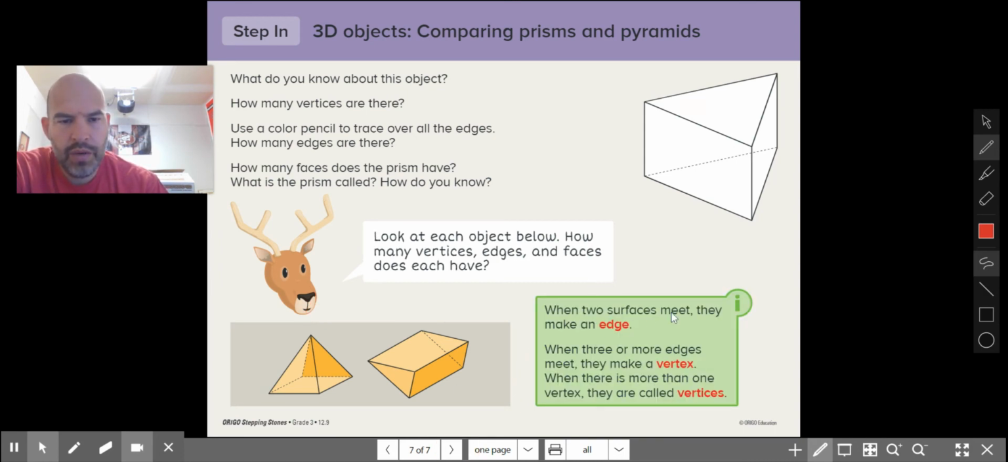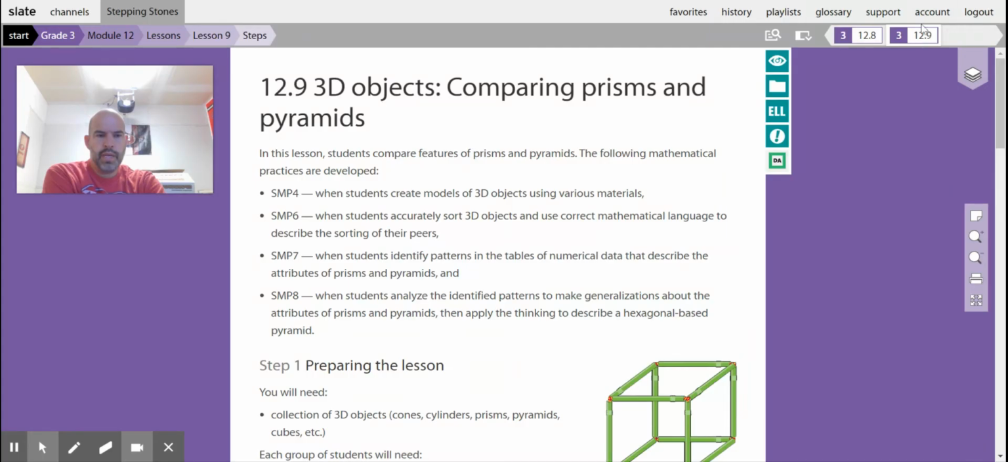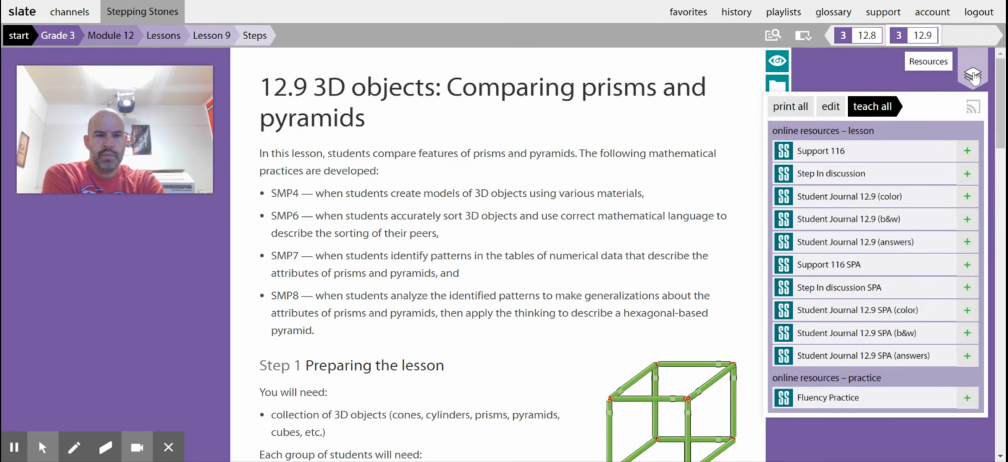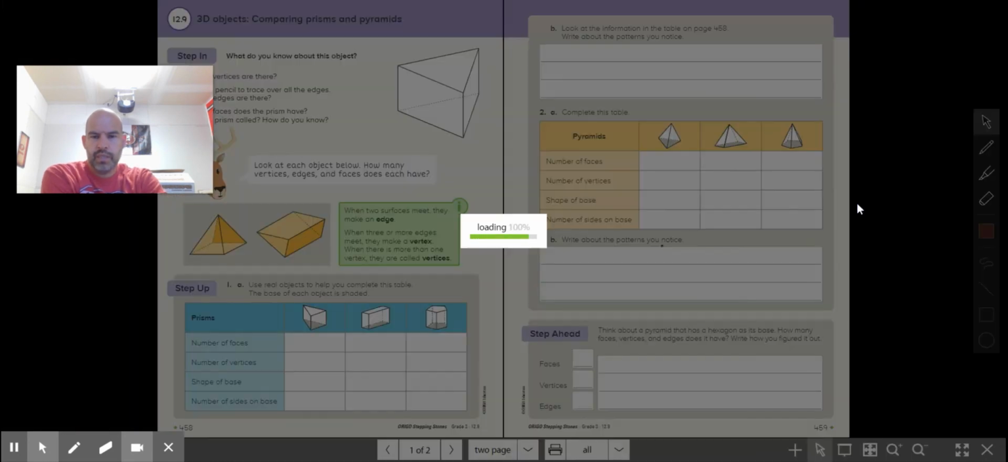When 2 surfaces meet, they make an edge. When 3 or more edges meet, they make a vertex. When there is more than one vertex, they are called vertices. Now, in the lesson today, guys, you're going to be comparing different 3D objects.